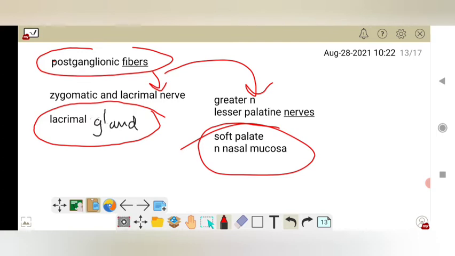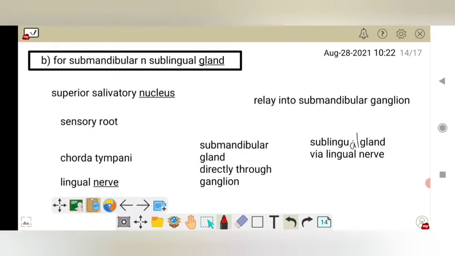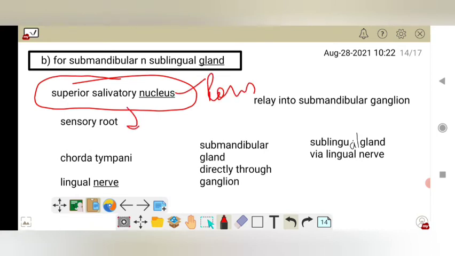Now, for the submandibular and sublingual glands, fibers take another path. Fibers arise from the same superior salivatory nucleus in the pons, carried by the same sensory root. Then these fibers are carried by the chorda tympani nerve. What is termed as chorda tympani?